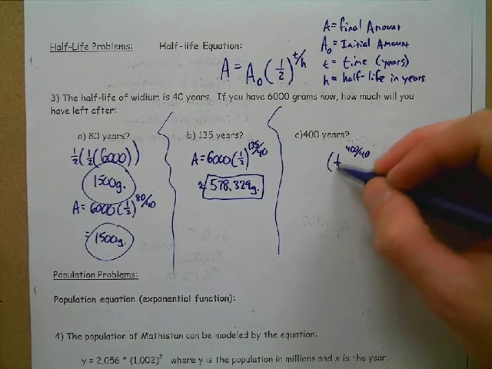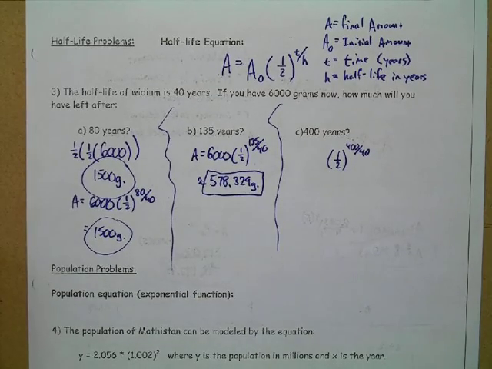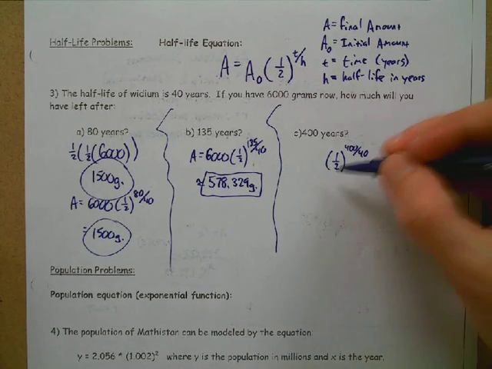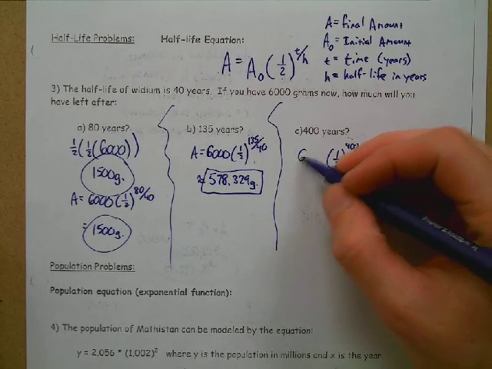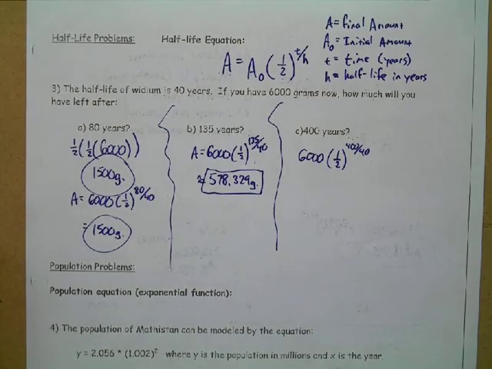So it should be our exponent, right? Because the time in years is 400 years. The half-life is 40, so that's the t over h. That's the exponent for the 1/2, and we have the 6,000 out front. You got an actual answer now? Yeah, I got 5.859.